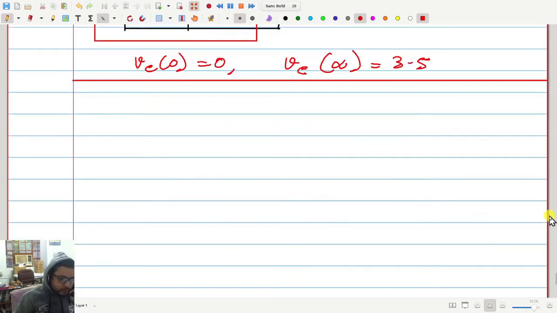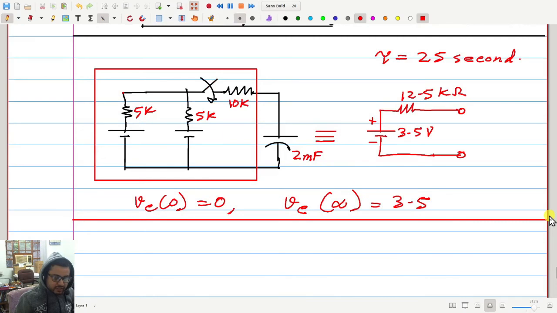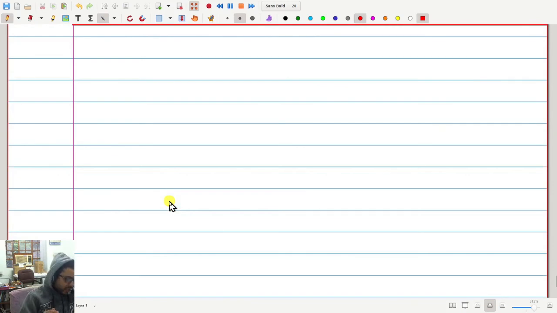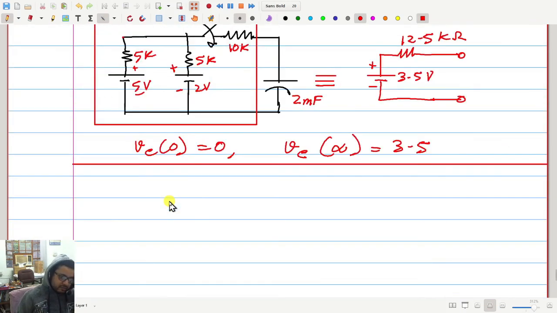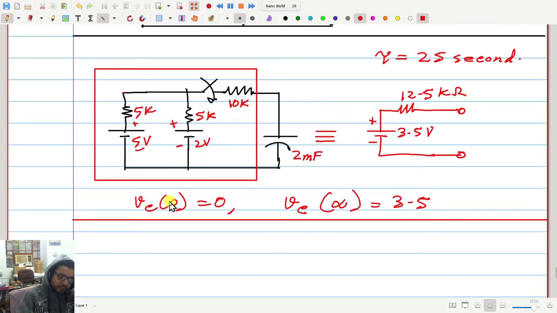Okay, so let me take a few more examples, sir. What are the values of the two batteries connected here? 5 volt and 2 volt, same as the previous question. It will be 3.5 volt. Won't it change? No, it won't change, because if you are finding the Thevenin voltage, you will find it by making this part open.